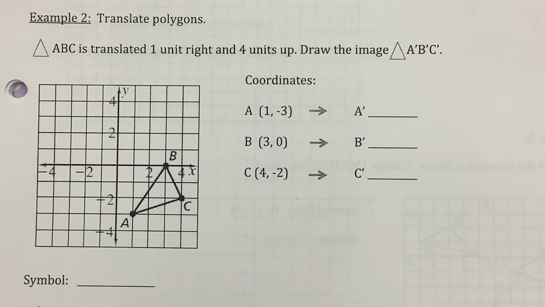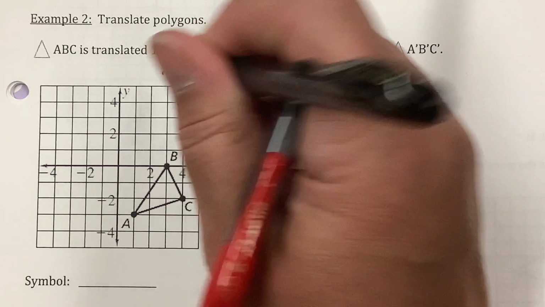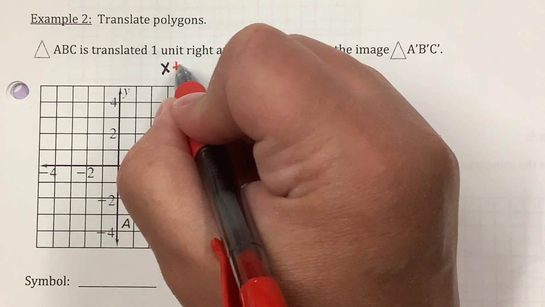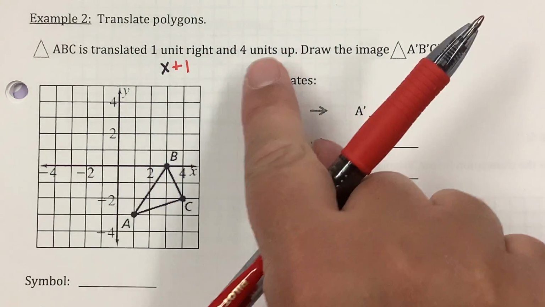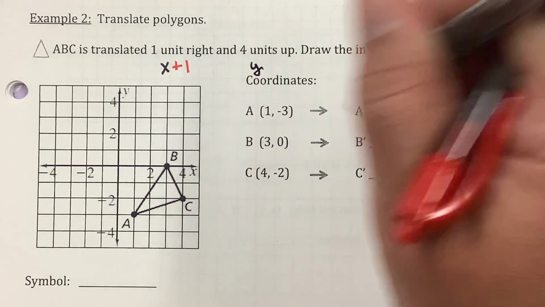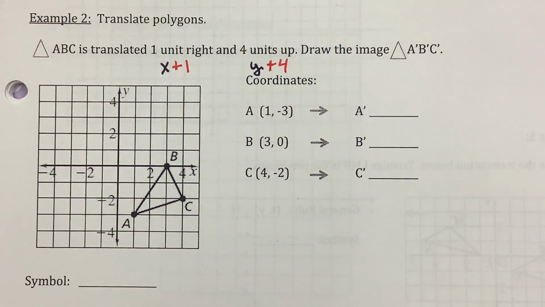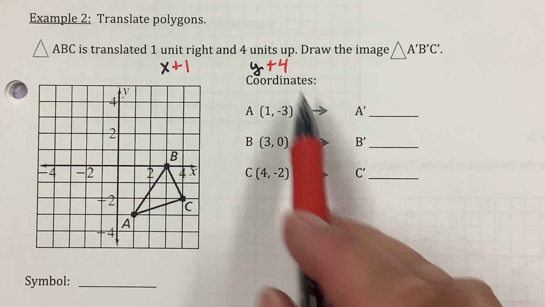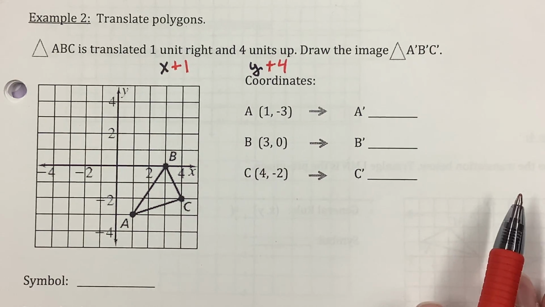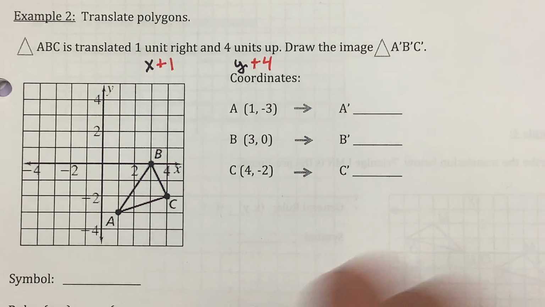Translating this polygon. Triangle ABC is translated 1 unit to the right. So that's going to be what? X plus 1, because it's going to the right. And 4 units up. So up is Y plus 4. Draw the image. Okay, they gave us this. That means they want us to show what we're doing. So what are you doing here, Bono?